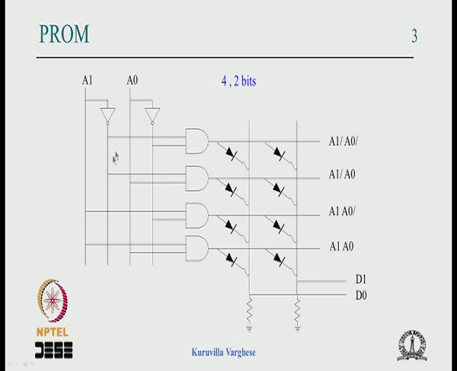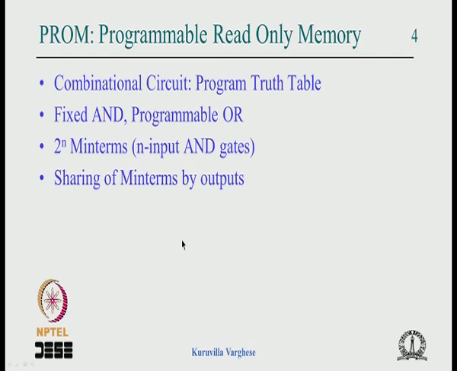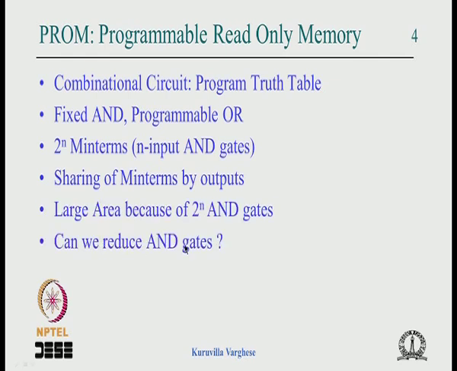So these AND gates are too many. Even in a 5 variable normal Boolean function, you are not going to use 2 raised to 5 minterms. If you use all the minterms then the output is 1 always. So this number of AND gates is overkill. The question we are asking is: can we reduce the number of AND gates? That was a natural question people asked.